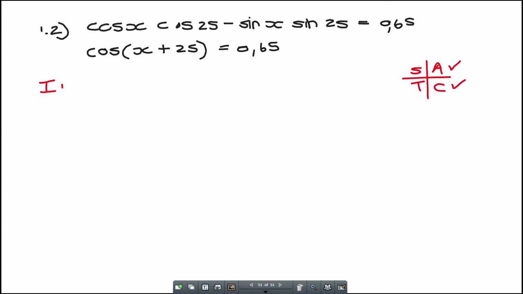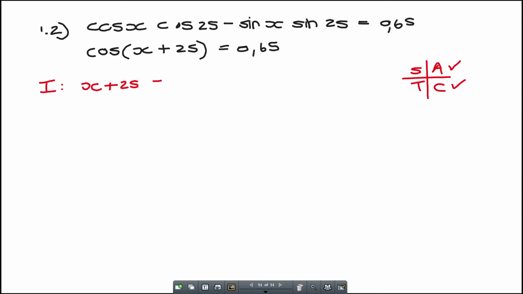En onthou daar het ek net my verwysingshoekie. Nee. And how do I get my reference angle? Shift cos 0,65. And how much was that? 49,46. Okay, so jy gaan hê x plus 25.